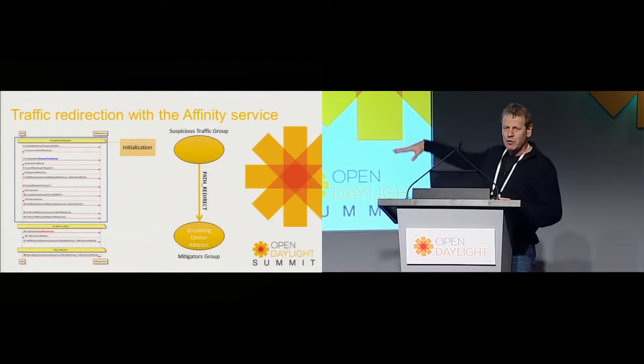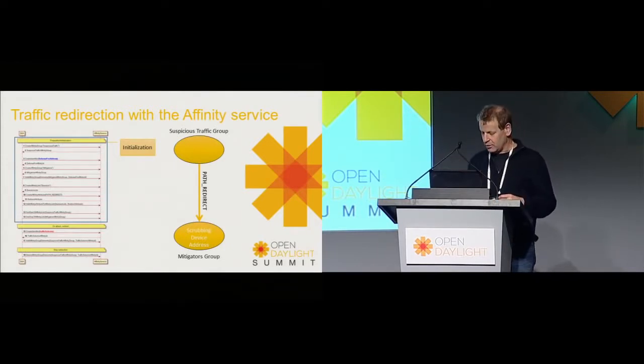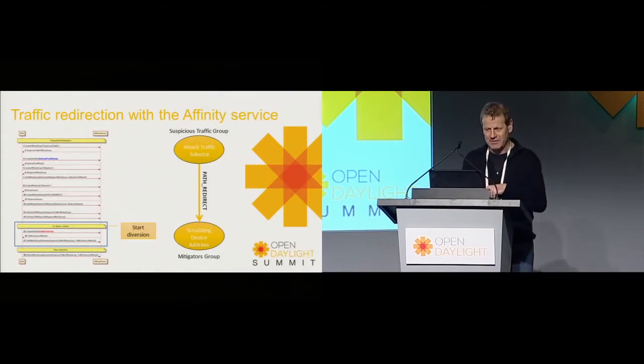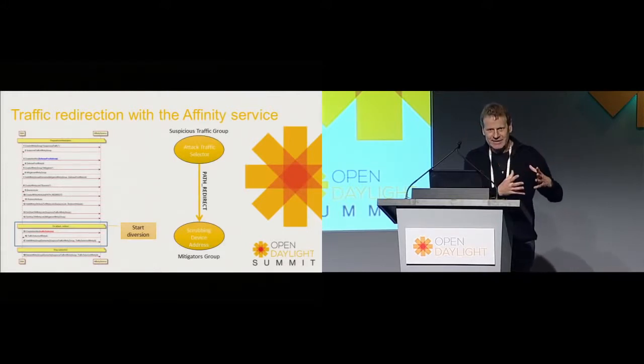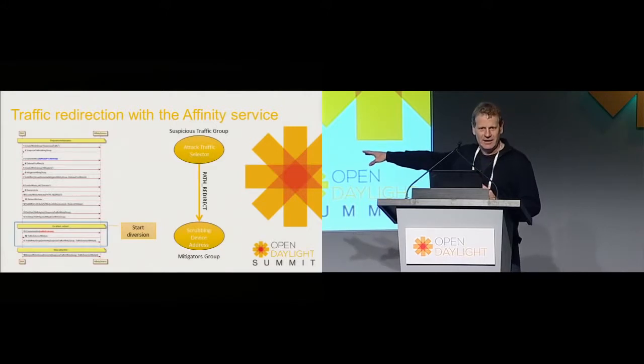So after all, we have all of this complex initialization. We now have a very simple construct that we use during attacks. When there is an attack, we also have a single API, just as we had before. But instead of doing redirect traffic, what we now do is we say, add to the suspicious traffic group the traffic selector. So now the affinity service will be responsible for selecting the traffic and making sure it goes to whatever is in the mitigators group.